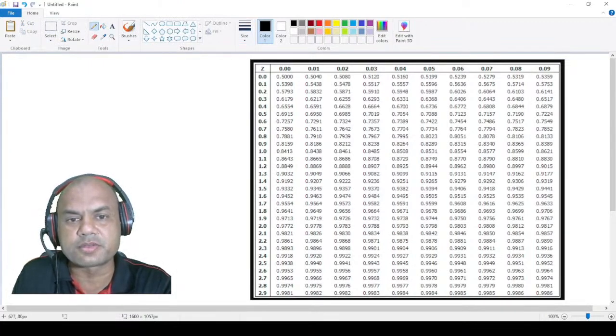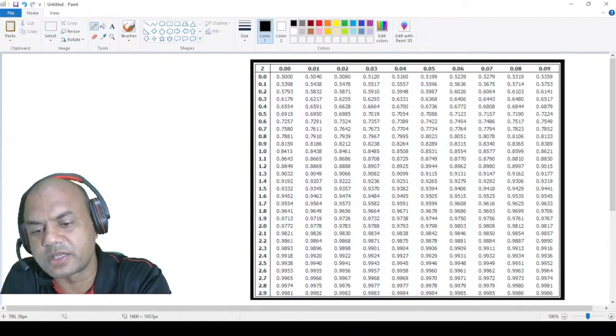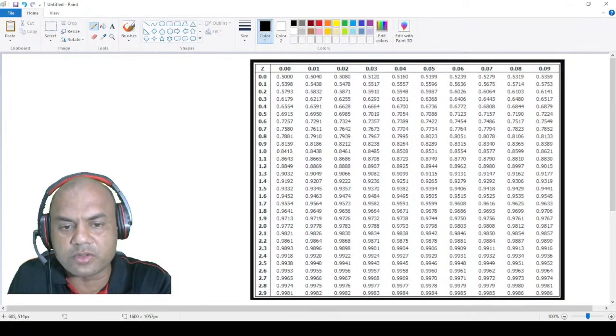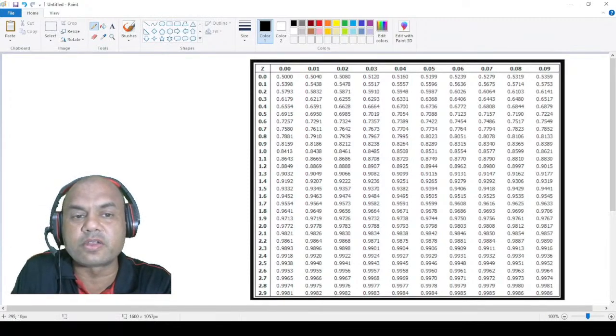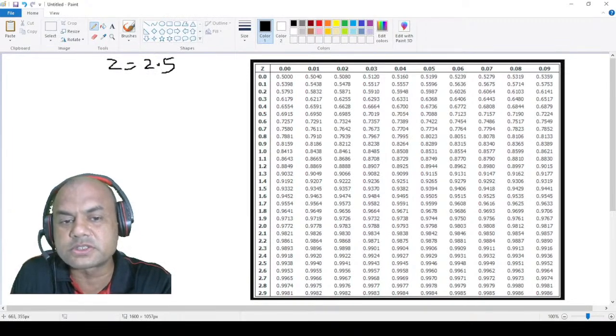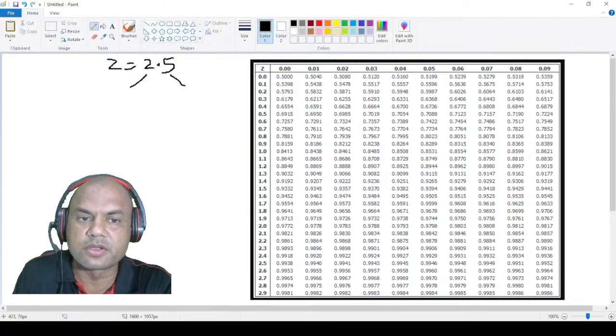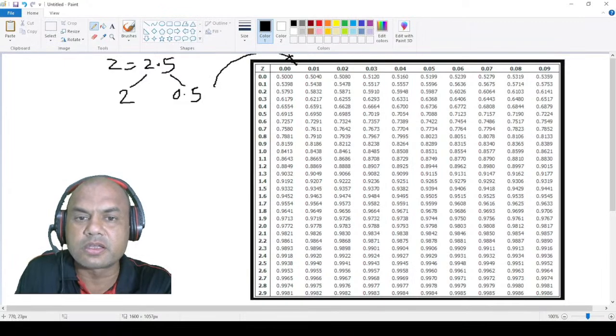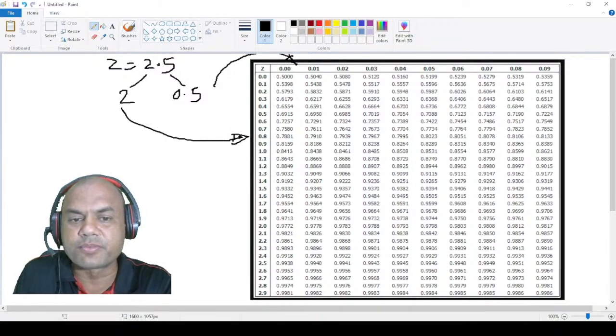Let's see the values of Z. They go from 0, 0.1, 0.2, 0.3 and on and on. And what do we want? Our Z value is 2.5. So we want that value of 2.5 over here. Where is this 2.5? We'll have to divide this into two parts: one is 2 and the second is 0.5. The 0.5 is always checked on this horizontal side, and 2 is always checked on this vertical side.